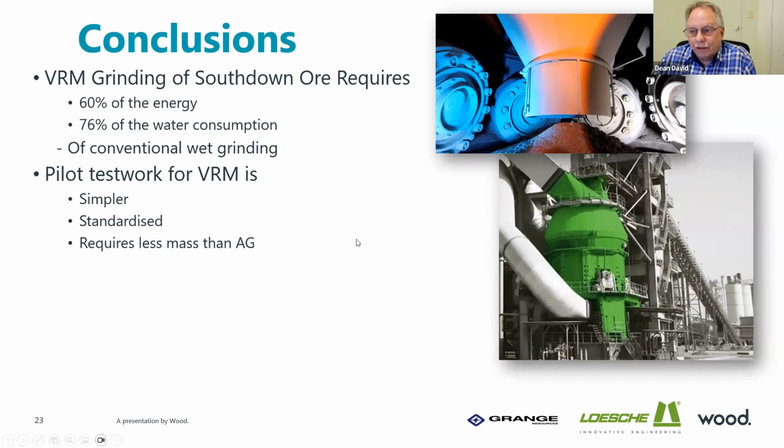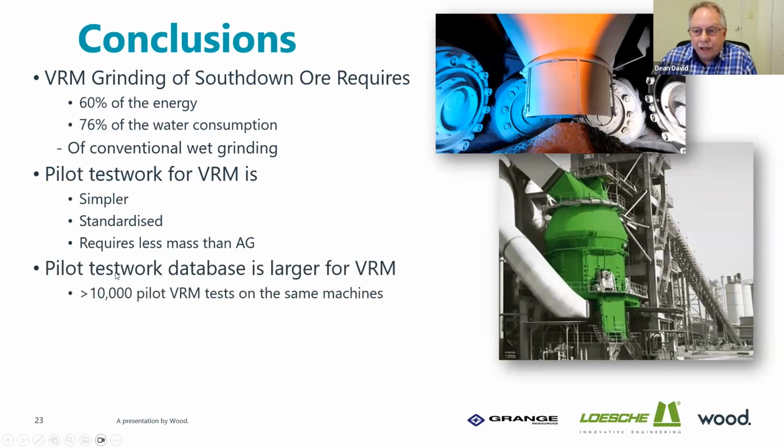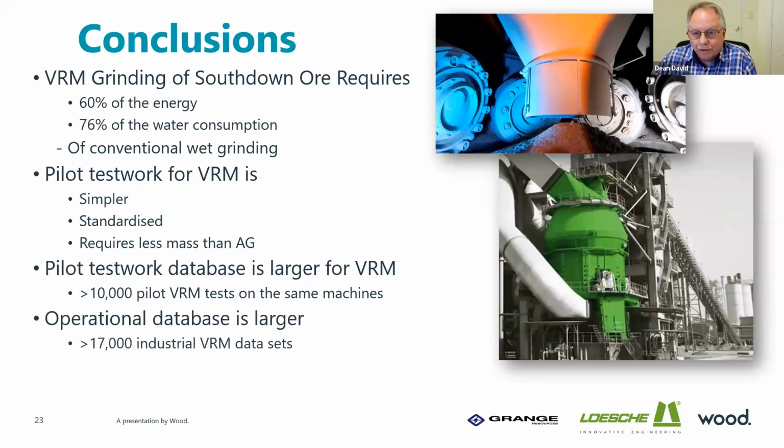So a lot of grinding circuits like the one at West Musgrave won't have a grit rejection system. They'll be grinding 100% of the material down to their final grind size, and they won't have the same water benefits. And the pilot test work for the VRM is much simpler, standardized, and it requires much less mass than AG milling. And then once you've done the pilot testing, you've got a huge database of information to work with. Most of the guesswork is taken out of the scale up, well, all of the guesswork.